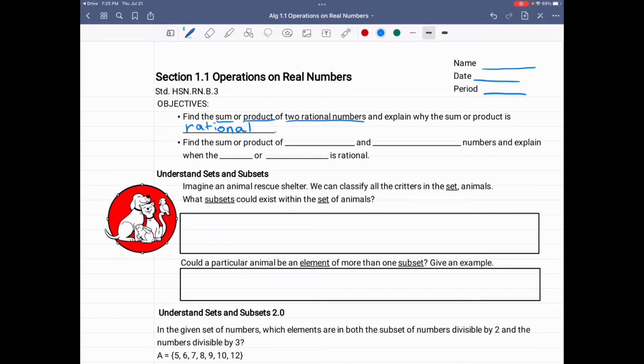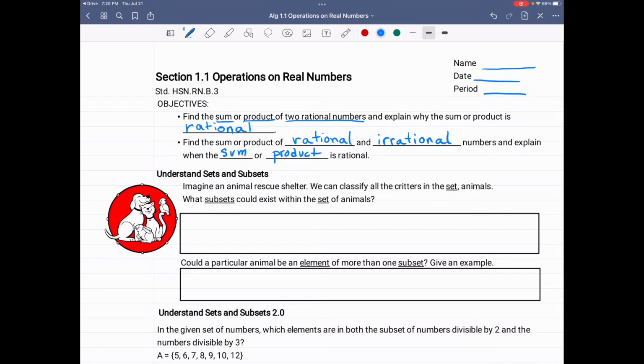So the second objective, find the sum or product of rational and irrational numbers. And like I said, irrational might be like pi or the square root of a number that is not a perfect square. Like the square root of 5 is irrational because there's not a decimal or a number that we get when we take the square root of 5. It just goes on and on. So that's irrational. And we'll explain when the sum or product is rational.